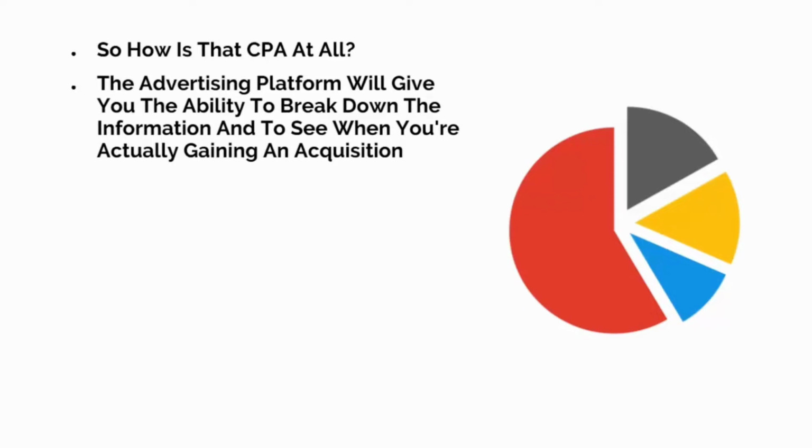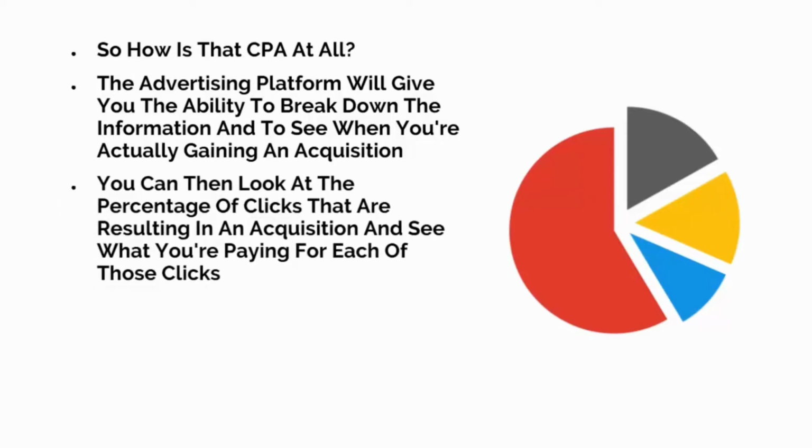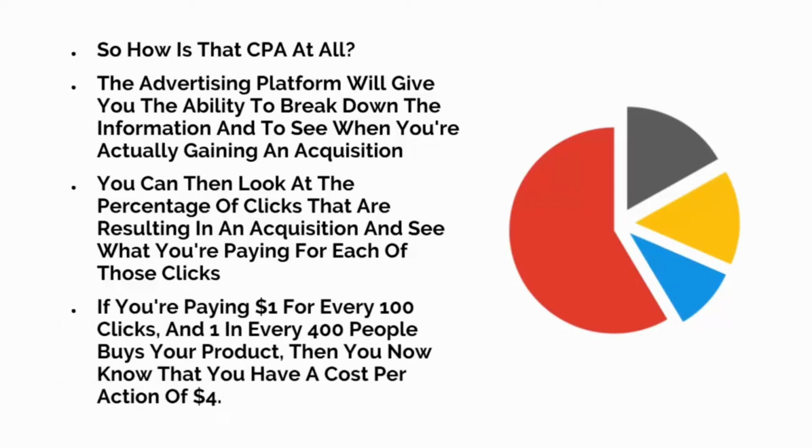Well, basically, the advertising platform will give you the ability to break down the information and to see when you're actually gaining an acquisition. What this means is you can look at the percentage of clicks that are resulting in an acquisition, and you can see what you're paying for each of those clicks. So if you're paying $1 for every 100 clicks, and 1 in every 400 people buys your product, then you know that you have a cost per action of $4.